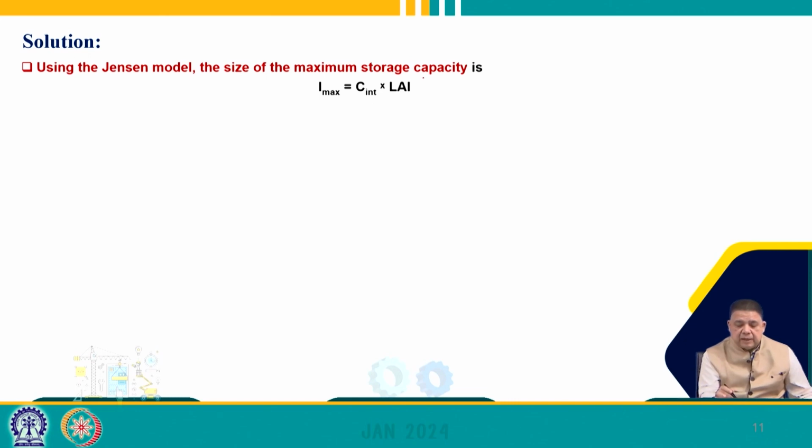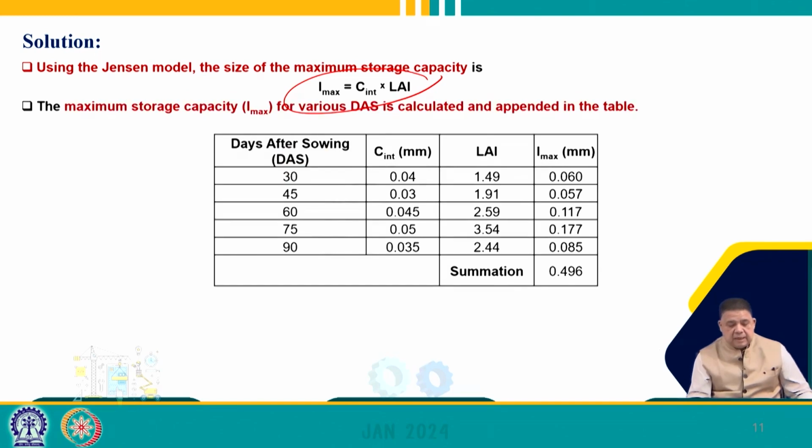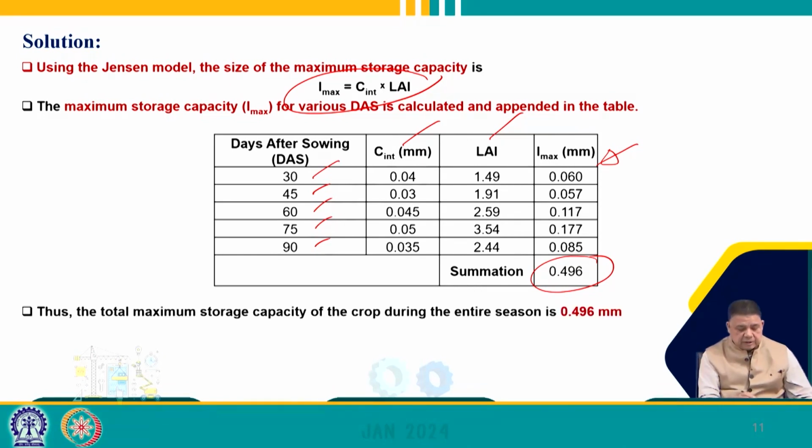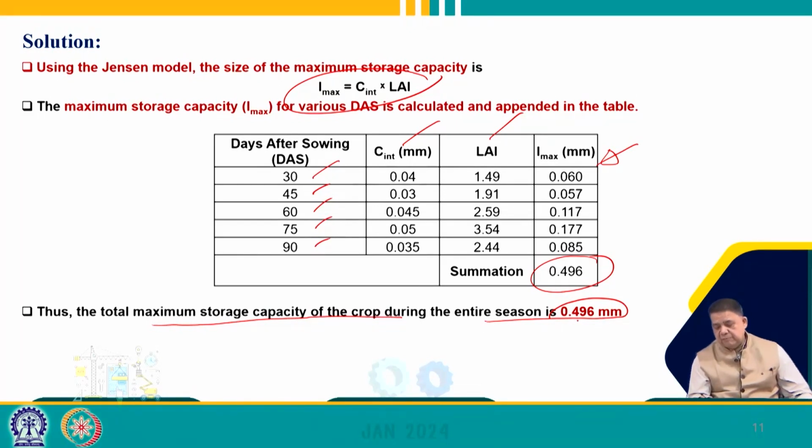Obviously, we know the Jensen model: I max is C int times LAI. Because we have the C int values and LAI varies, we can calculate I max, the maximum interception, after 30, 45, 60, 75 and 90 days, and the total comes out to be 0.496. That simply means the total maximum storage capacity of the crop during the entire season is 0.496 millimeters.